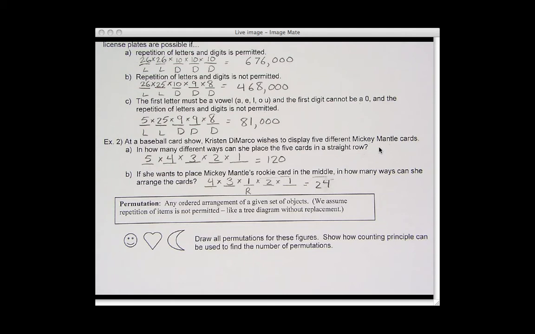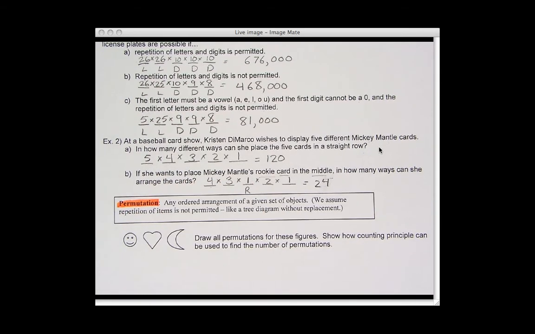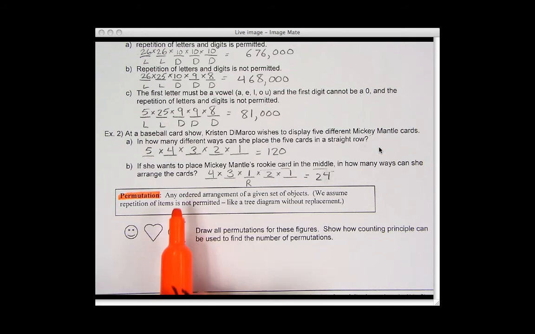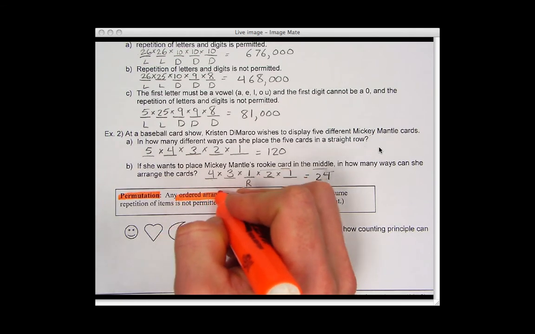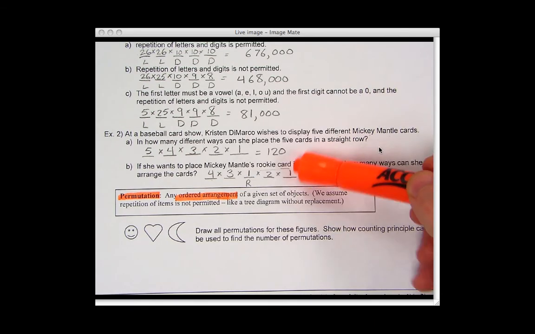Now we're really going to get into the heart of what we want to talk about today, and it's something called a permutation. Kind of a funny word, but all it means is any ordered arrangement of a given set of objects. Okay, so it's an ordered arrangement. When we do this, we assume repetition is not permitted, just like we were doing in the above examples.